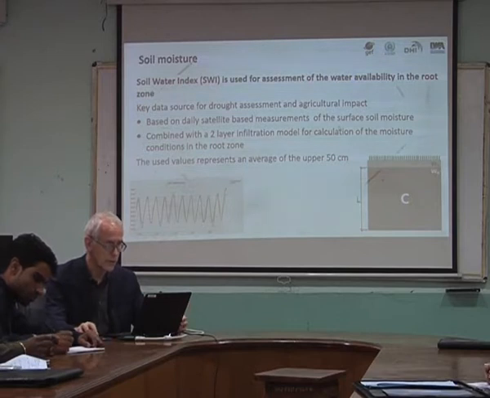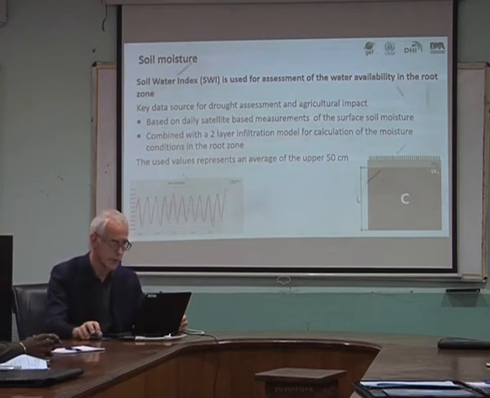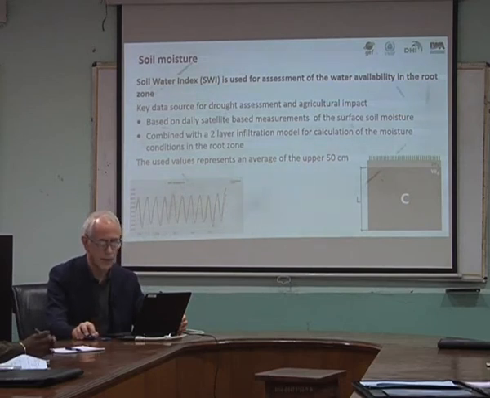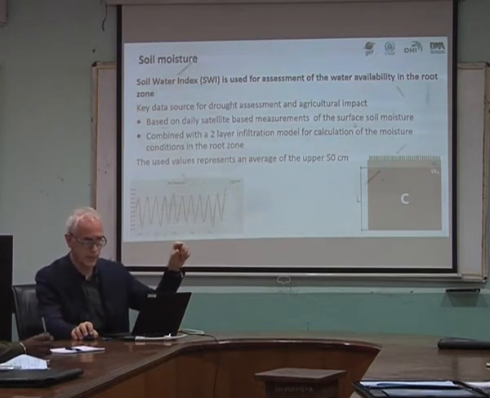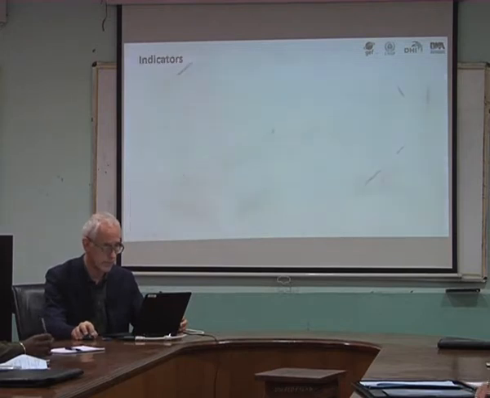Soil moisture. Of course, the satellite cannot look beneath the ground. Right? The satellite can only look on the ground surface. But still, this index is there, and it's based on satellite measurements of the surface soil moisture. I think maybe the upper 10 centimeters or so have an impact on that reflection. But then it's combined with a 2-layer infiltration model to calculate the moisture content. So they're assessing that, and then based on that, coming up with this soil water index. So we'll look at that.